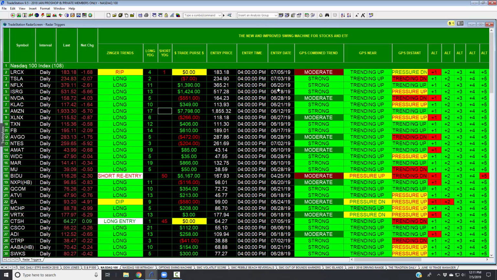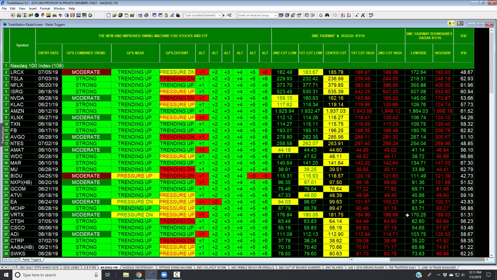It shows you the entry date, and then it shows you the trend information: the combined trend, the near-term trend, the distant trend, and what we call the altimeter. You can also, we have little add-on features that give you key support and resistance on a proprietary basis, and even boundaries, and then we include the RSI.